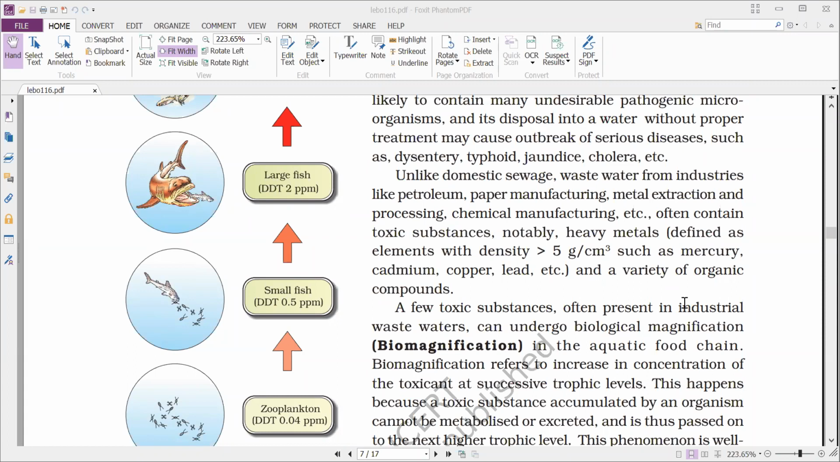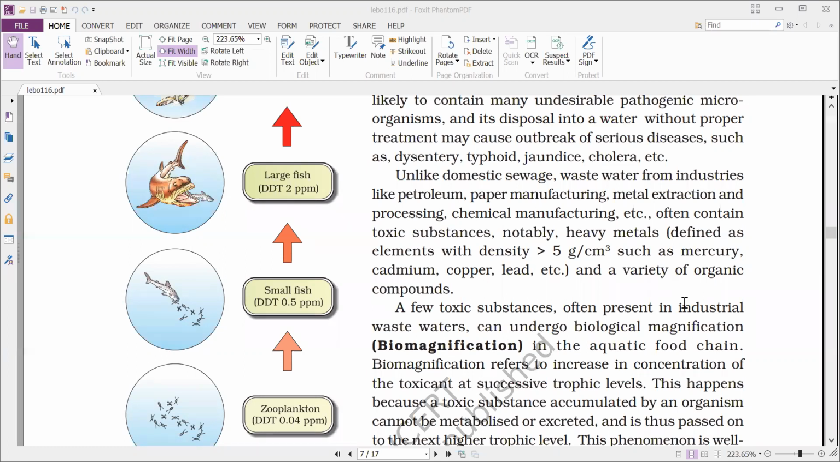So that is how it is happening. This accumulation is happening from one organism to another through the food chain, from one trophic level to another trophic level. And this phenomenon we call biomagnification. Not only in terrestrial organisms, in the case of aquatic habitat also we can observe the same. We can observe it in the water.